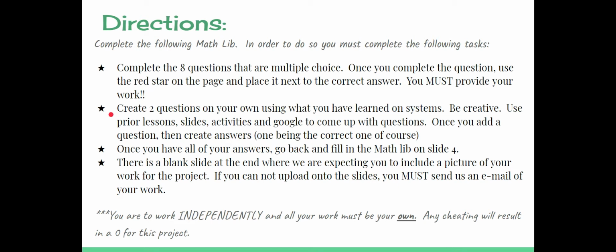Second, you're going to create your own ending to this math lib. To do that, you're going to create 2 questions on your own using what you have learned on systems. Be creative. You can use prior lessons, slides, activities. You can go on Google and look up your own system questions. You can even look up system of equation multiple choice questions to help you out. Once you add a question, create your answers. You'll have to come up with 4 answers, one of them being the correct one, and then you'll solve yours as well.